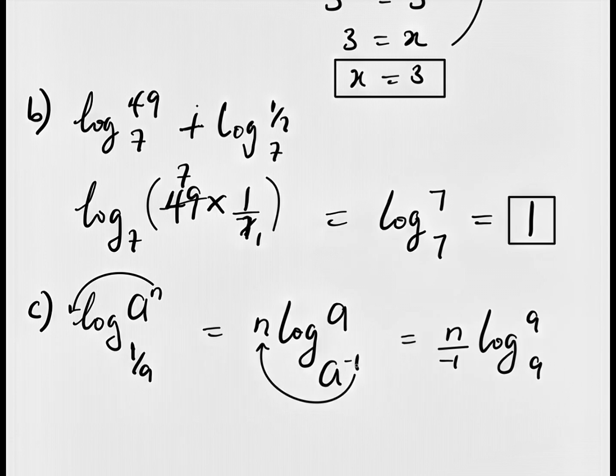So when the base is having an exponent, you move the exponent behind the log, but the exponent becomes the denominator, not the numerator. If it's the argument, the exponent is the numerator, and the exponent of the base is always the denominator. That's why we have negative 1 here. So n over negative 1 is negative n log a base a. We know that log a base a is 1. So this will leave us with negative n.